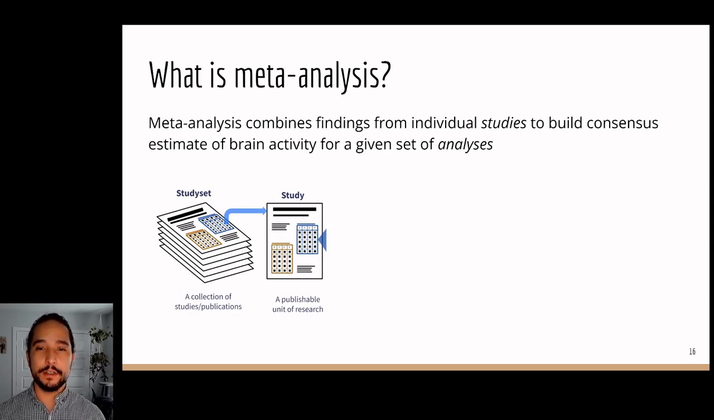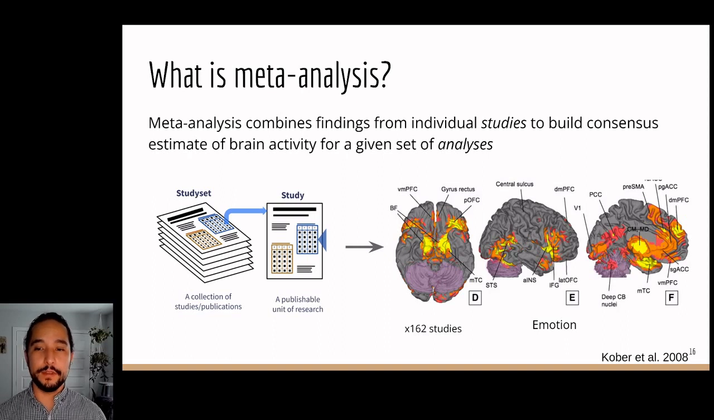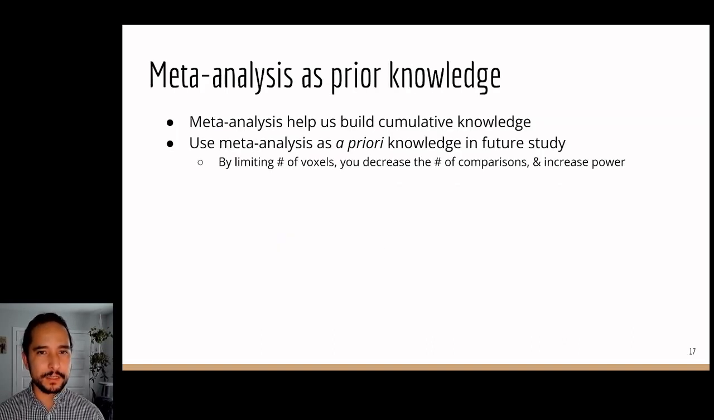So here's a very nice example of this. This was in 2008, a very influential meta-analysis of emotion. So here they combined 162 studies to build a consensus map of emotion. Now to you this may not seem particularly surprising, but this is in part because of these types of meta-analyses that have been conducted. So this was able to very comprehensively map all of the regions of the brain that are involved in emotion.